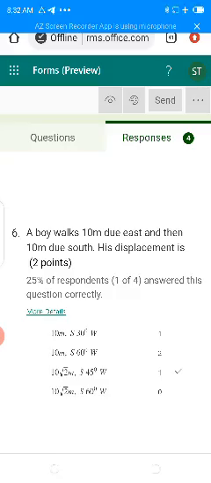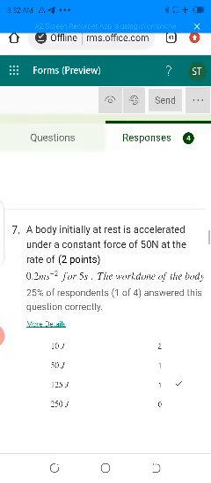That is about that. Now, the next question is talking about a body initially at rest, under a constant force of 50 Newton, at an acceleration of 0.2 meter per second squared for 5 seconds. Initially at rest actually means that the body has initial velocity of 0, u equal to 0. Our acceleration is 0.2 meter per second squared. The time has been given to be 5 seconds.